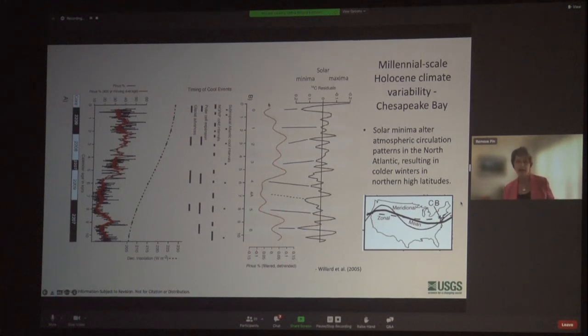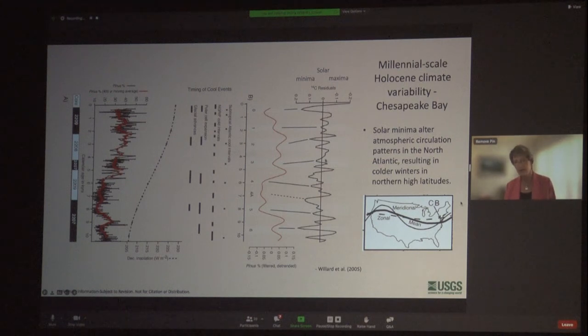If we take the trend out and just plot the variability in the pine curve here, we can see that on millennial scales, there are pine minima every 1500 to 1800 years. And these actually correspond pretty well with a radiocarbon record from an ice core that shows patterns of solar minima. So when we had solar minima in this part of the world, we know that it influenced atmospheric circulation, causing colder winters in the Chesapeake area.